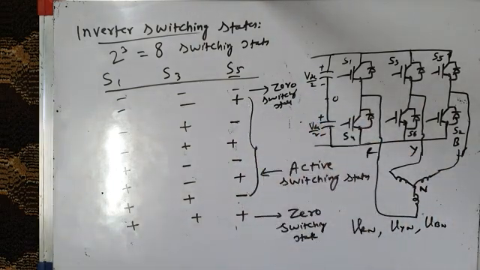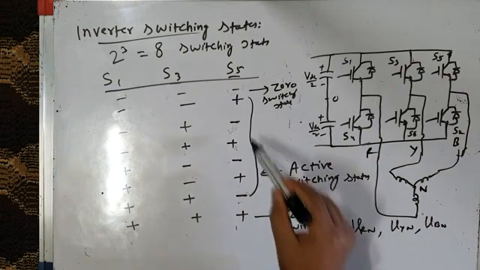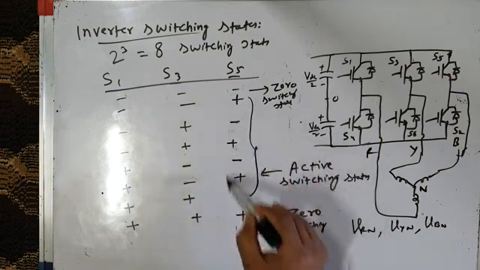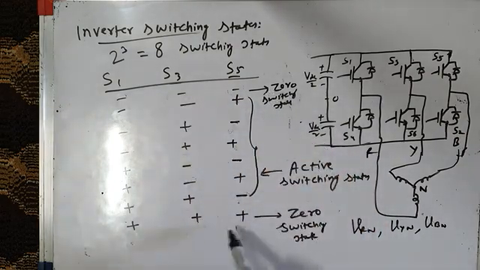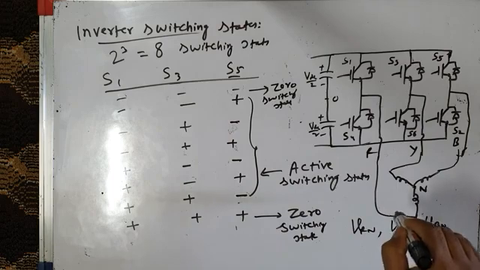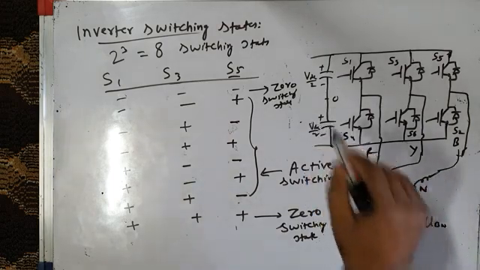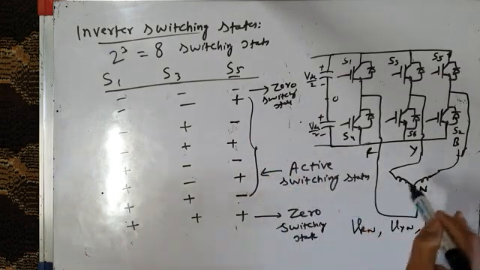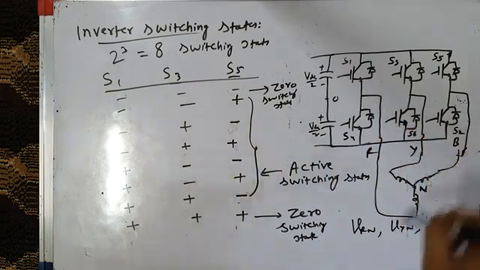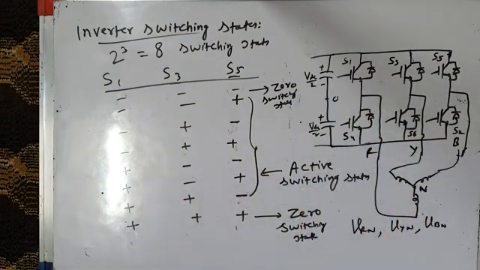So out of these 8 switching states, 6 switching states which I have shown here are called active switching states, and 2 switching states, minus minus minus and plus plus plus, are called zero switching states. Why are they called zero switching states? Because they short the load and there is no transfer of energy between source and load. Whereas in active switching states, there is transfer of energy from source to load. So my inverter has 6 active switching states.